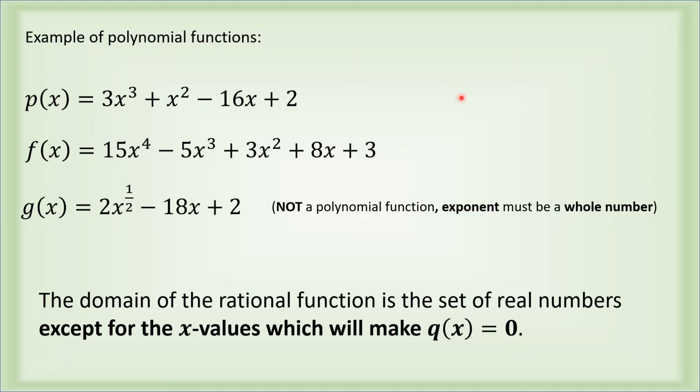Okay, so let's say the domain of the rational function is the set of real numbers except for the x values which will make q of x equal 0. When we say domain, these are the possible values of your x. If we substitute an x value into our denominator and it makes q of x equal 0, then that x value should not be part of your domain because it will make our function undefined.